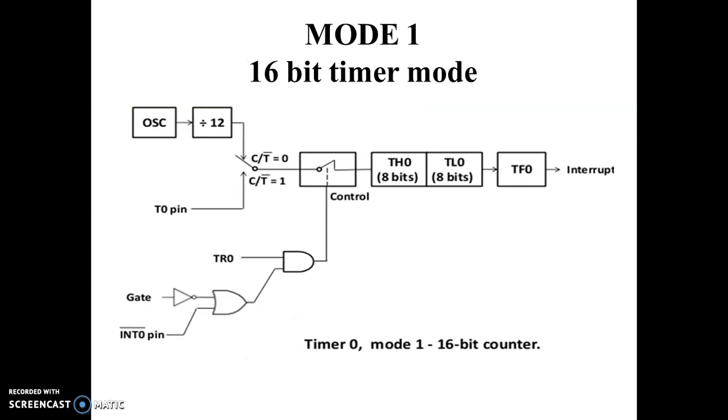Moving on to mode 1. It is the same as the mode 0 operation. Here the 8 bits of TL0 and 8 bits of TH0 are being used. So these 8 bits of TH0 and 8 bits of TL0, a total 16-bit register, can be used for counting. If all the 16 bits go from 1s to 0s, then obviously TF0 will be equal to 1. So this is about the mode 1 operation.